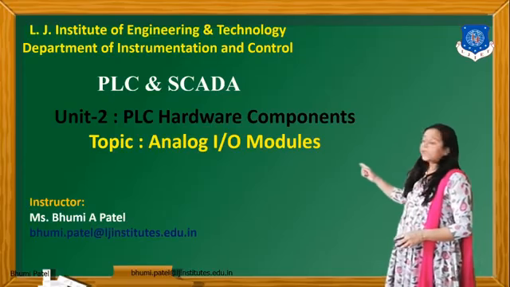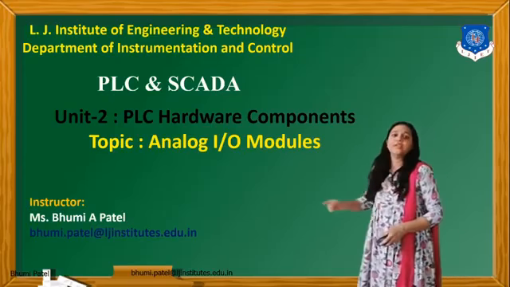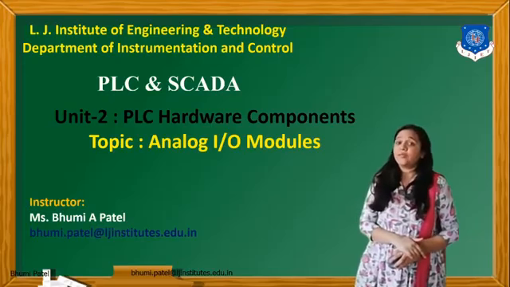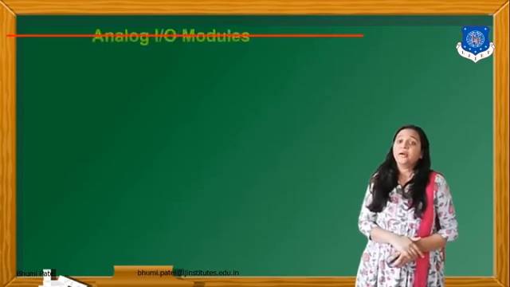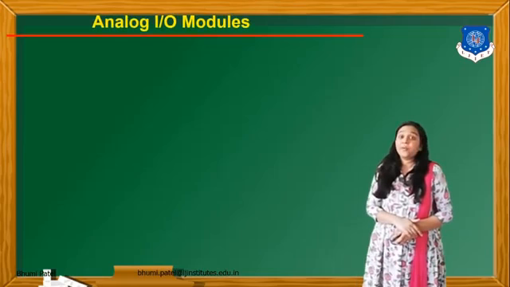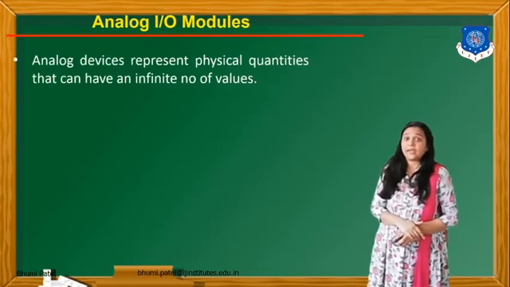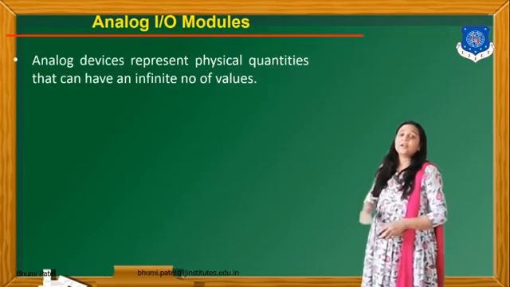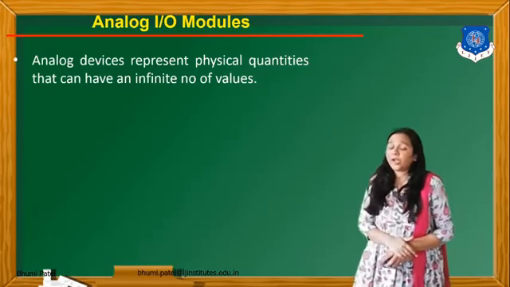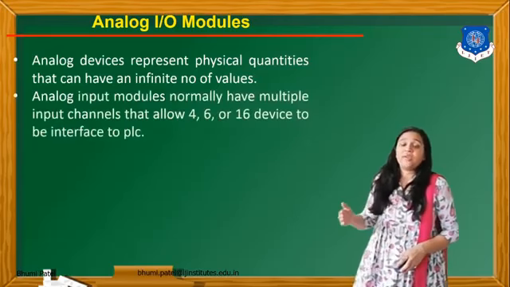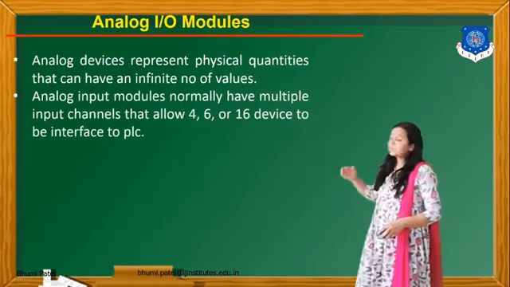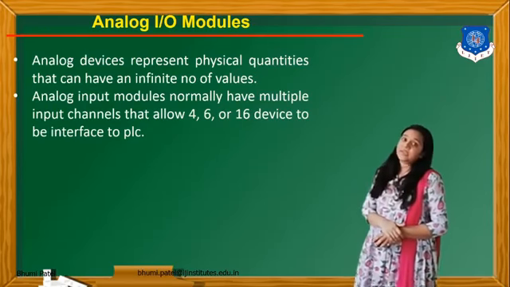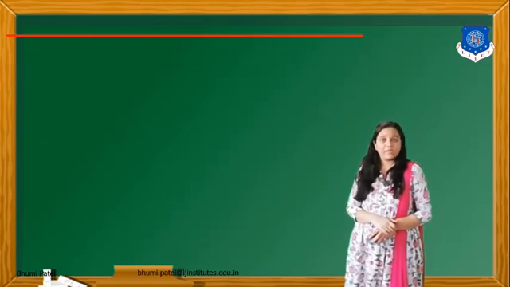Today our topic is analog I/O modules in Unit 2, PLC hardware components. In the last session we studied analog I/O modules, which represent physical quantities that can have an infinite number of values, and which have multiple input channels that allow 4, 6, or 16 devices to be interfaced with the PLC.